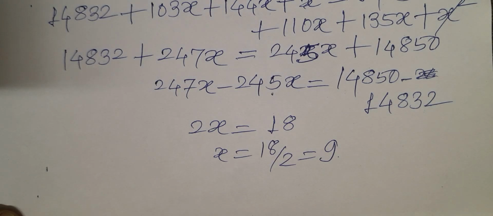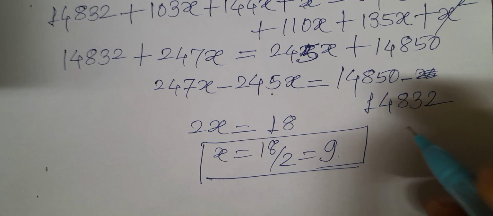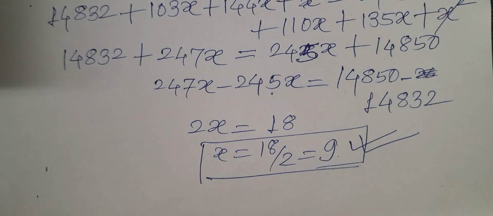So what number should be added to each of the numbers so the resulting numbers are in proportion? The number that should be added is x is equal to 9.